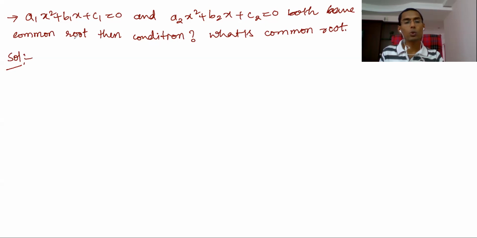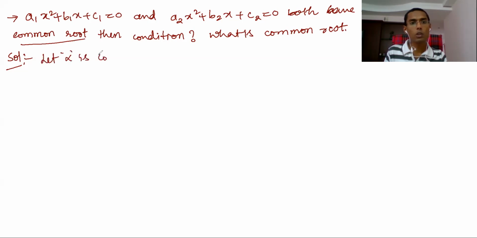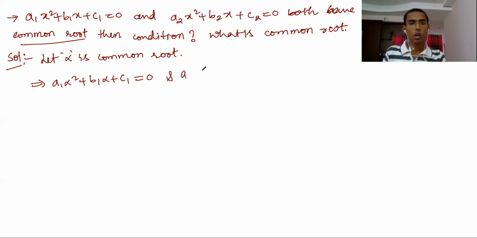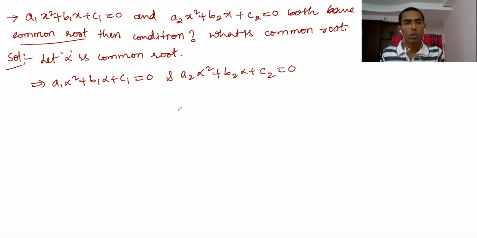So here what we can do is, let alpha be the common root. What does it mean, common root? Common root means it should satisfy the first equation, a1 alpha square plus b1 alpha plus c1 equal to 0, and it should also satisfy the second equation, a2 alpha square plus b2 alpha plus c2 equal to 0. So how do you solve this and find the value of alpha?